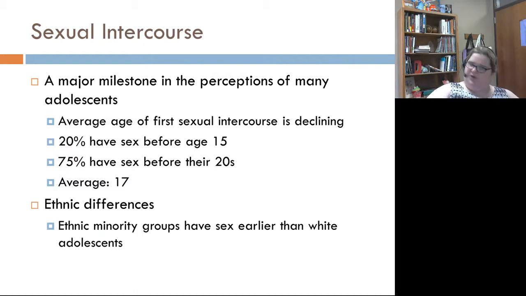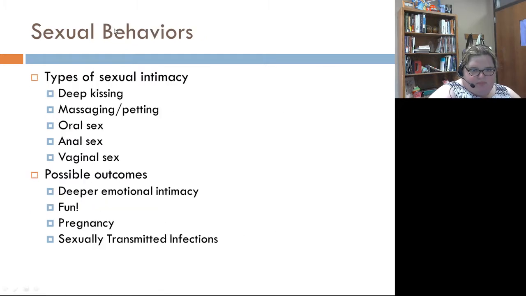So, sexual behaviors. There are many different types of sexual behaviors that adolescents and adults engage in. They include deep kissing, so that's really making out. That's not a peck on the cheek. That's like getting in there, if you know what I mean. Massaging and petting, oral sex, anal sex, and vaginal sex.